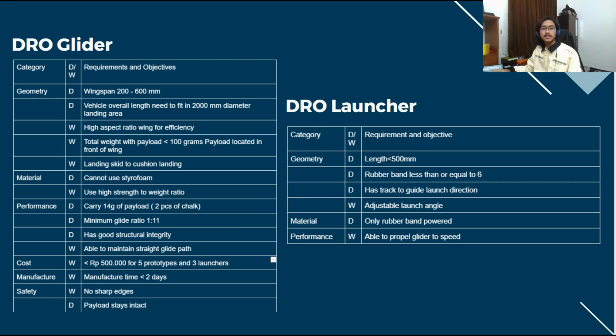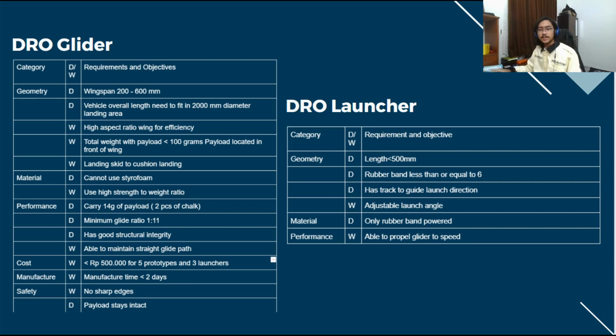For the cost, we're aiming to spend 500,000 rupiah to create 5 prototypes and 3 launchers. For the manufacture time, we wish that it takes less than 2 days. And for safety, we wish for there to not be any sharp edges, and there's a demand for the payload to stay intact.